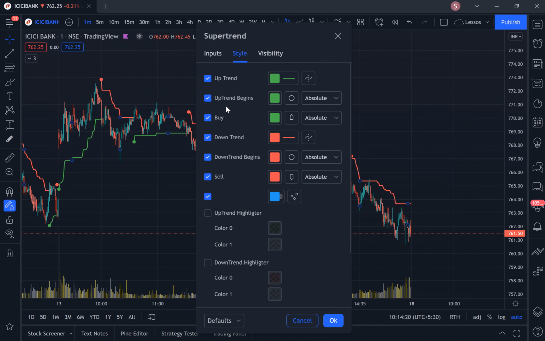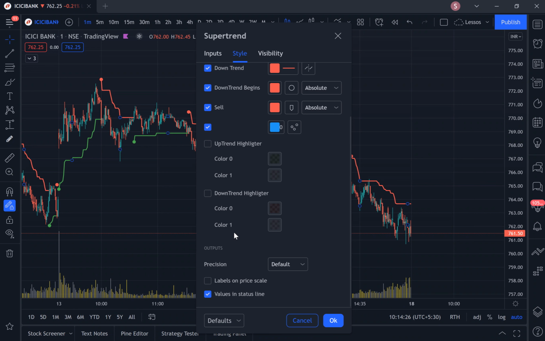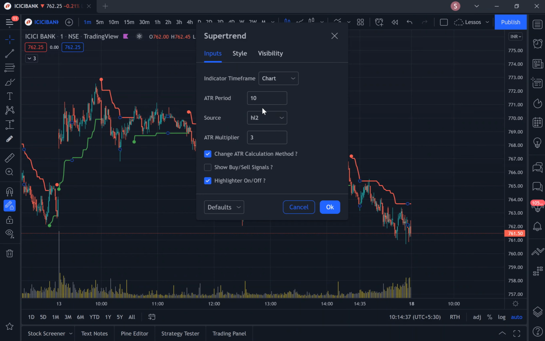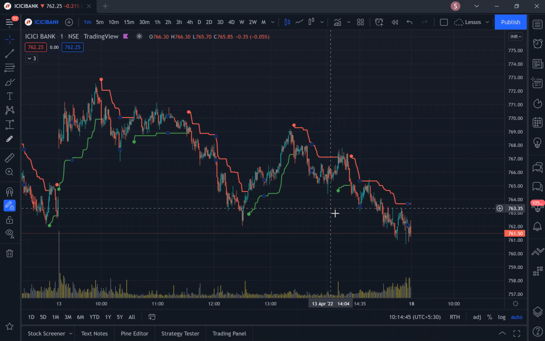Not rather an adjustment, I've already done this. The uptrend highlighter you should deactivate, downtrend highlighter you should deactivate. And labels on price, buy and sell labels, you should again deactivate. The rest, let it be as it is, and input also should be ATR period 10, and multiplier should be 3, and the time frame should be according to the chart, and press OK.